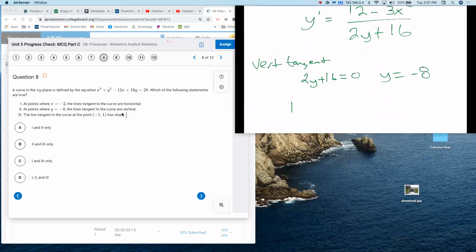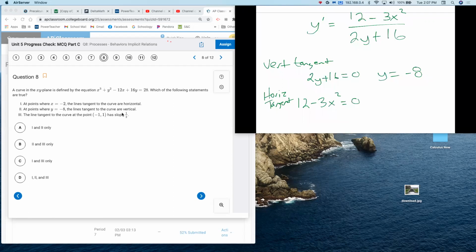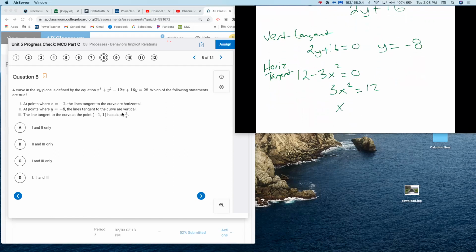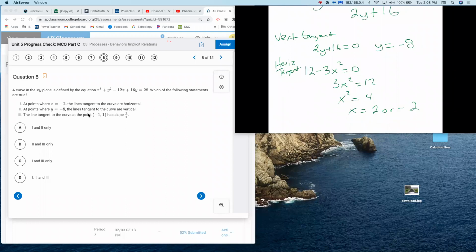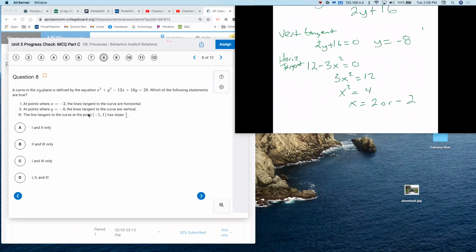I need 12 minus 3x squared to equal 0 for a horizontal tangent, because I need the top equal to 0. So I need 3x squared to equal 12. So I need x squared to equal 4. So I need x to be 2 or negative 2. That covers Roman numeral number 1. And so this is Roman numeral number 2. This is Roman numeral number 1.